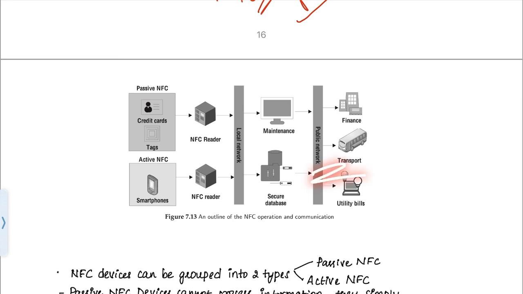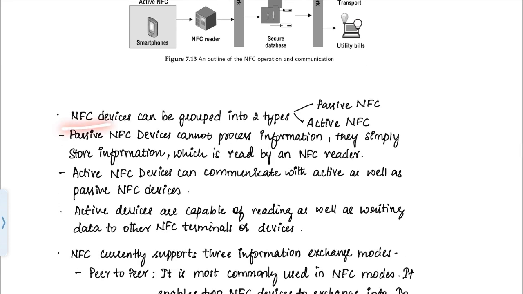Then we have the public network here. The public network is used for connecting to broader systems like public transport, finance, or utility bills. Then we have the secure database here. The secure database is like a central storage which stores sensitive information, for example the identification data, when you logged in and logged out in the metro, all that would be stored here.